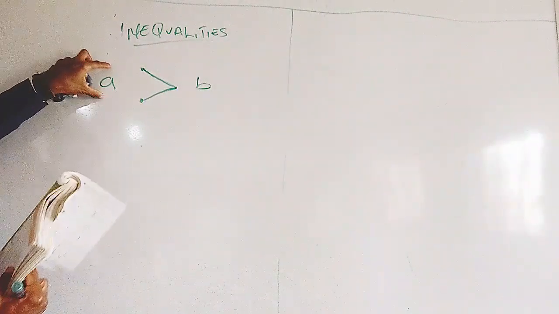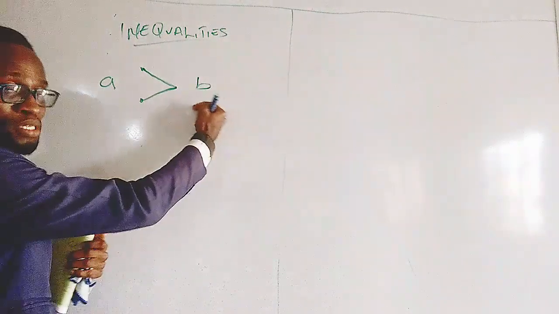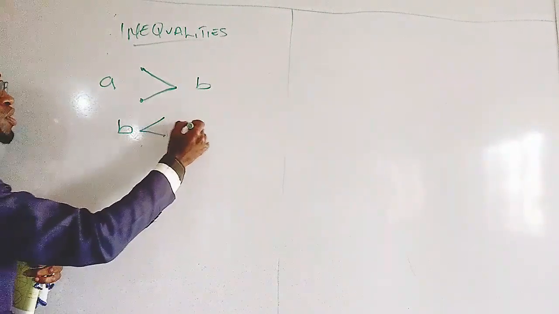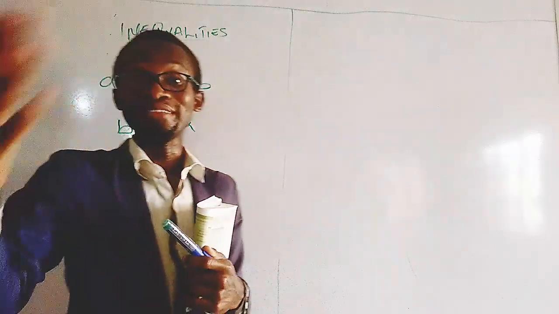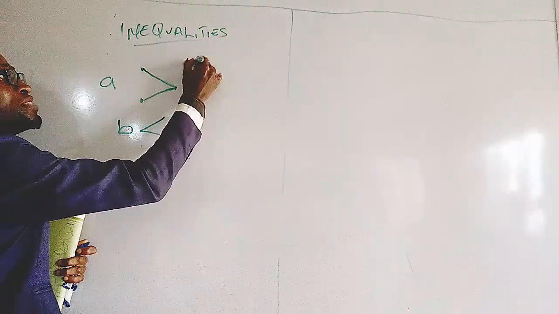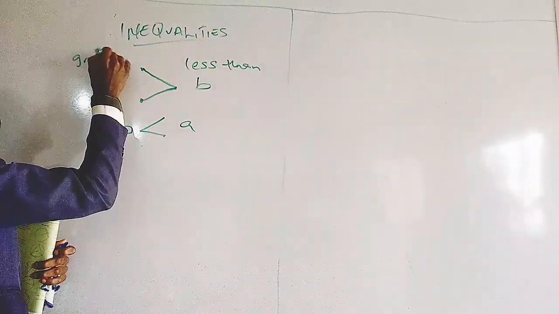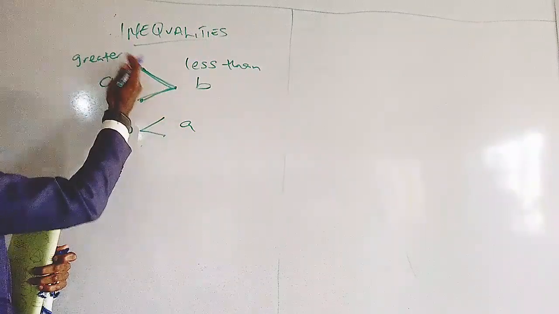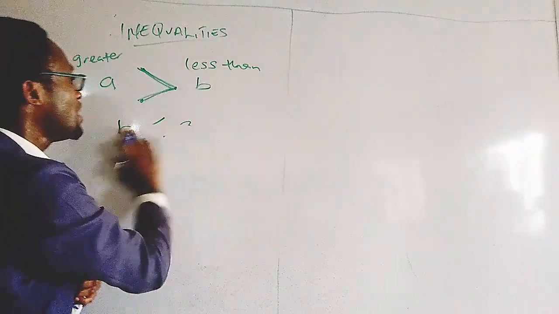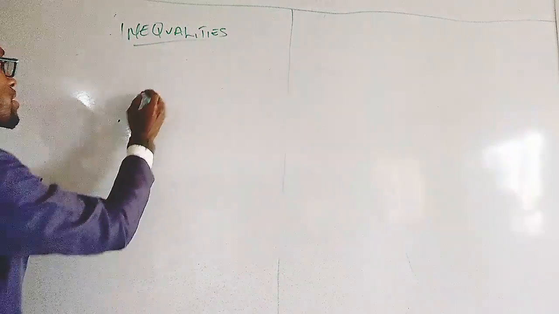This is going to be what? A greater than B. Now if you want to read it from this side, the same thing, you see that B is less than A. So how you can identify the symbols is that anywhere this place is facing is the greater than side, and anywhere this side is, is the less than side.